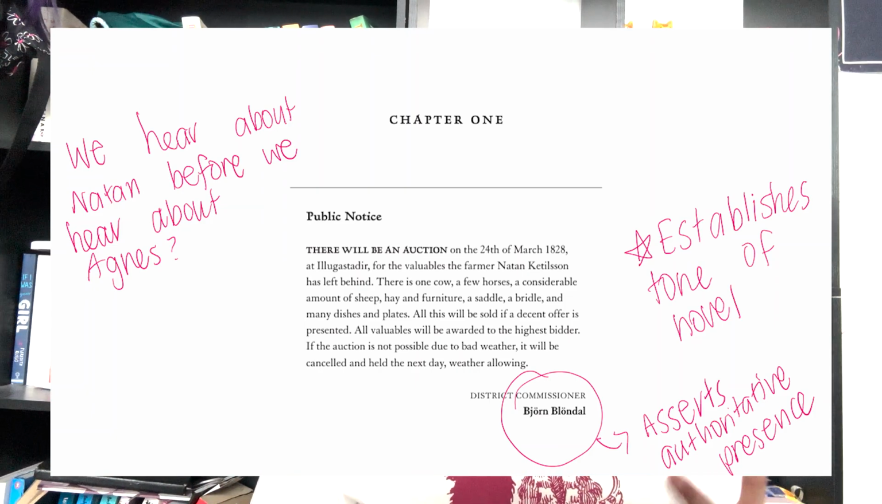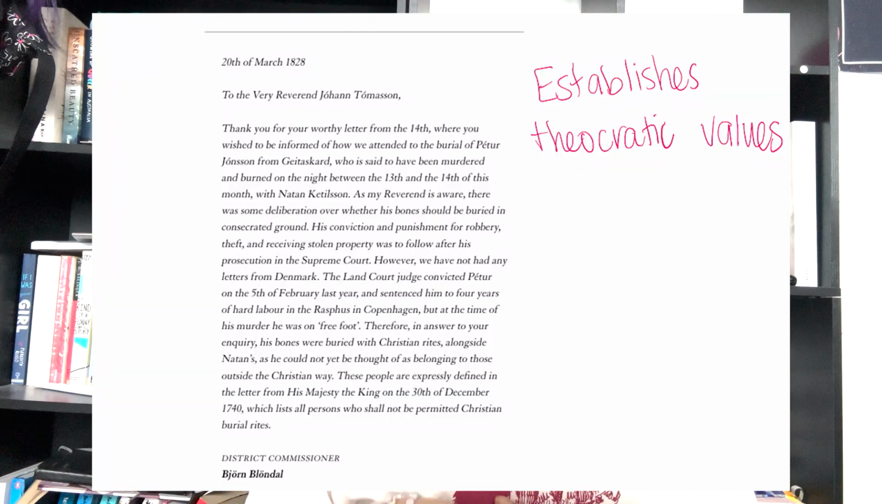What we also have here with this public notice is the establishment of Bjondel's authoritative tone, okay? So we see here that he is powerful, he is controlling, and he is the one that is really dictating what is going on, and that's shown to readers from the very beginning through this public notice. Still in chapter 1, we have a letter then to Reverend Johann Thompson, in which we have the theocratic values, and I guess just the fact that it's a theocracy, really established to us. The language that's used through these letters really highlights to us the way in which this society is structured.